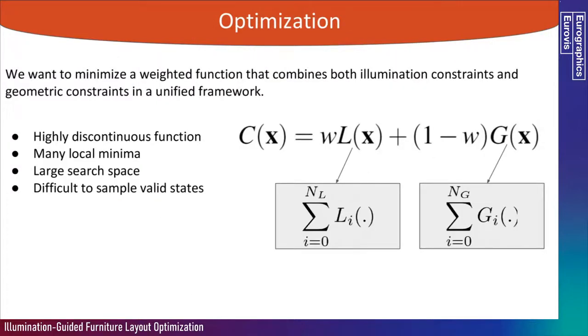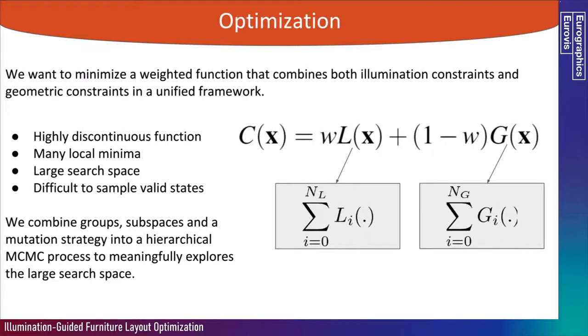The discussed formulation of both geometric and lighting constraints allowed us to combine them in a cost minimization framework with the following cost function. This is a very hard function to optimize. It is characterized by discontinuities, many local minima, a large search space, and the difficulty to sample valid states.